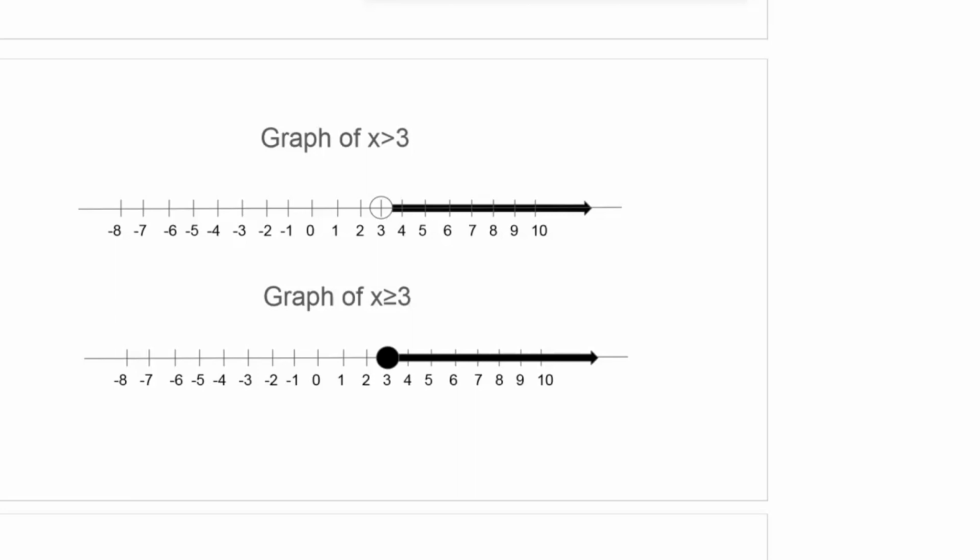And then I have the graph of x is greater than or equal to 3. So in that example, we have the closed circle, and that actually includes 3. So in that case, x can be equal to 3.